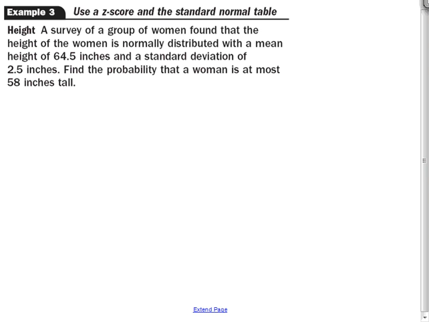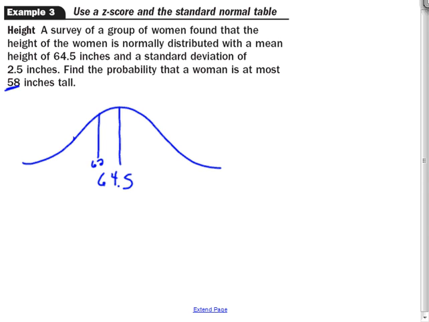My recommendation to begin with is draw yourself a picture, as clear of a picture as you can, just like we did before. My mean is 64.5. Standard deviation is 2.5 inches. So that's 2.5 for 1 standard deviation, and I'm looking at 58, so I'm going to go down. One standard deviation below is 62. Two standard deviations below is 59.5, and then I'll go 1 more, which is 57.